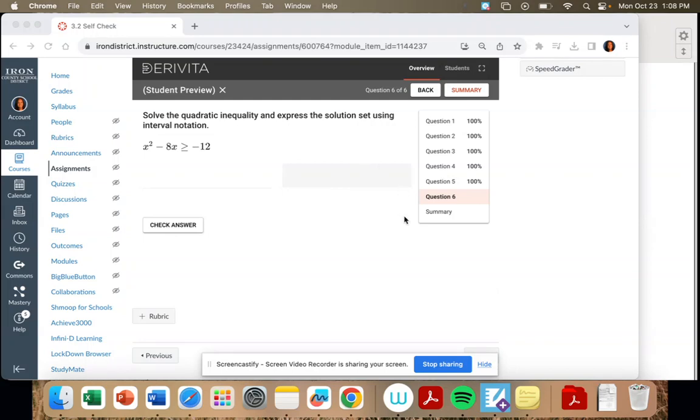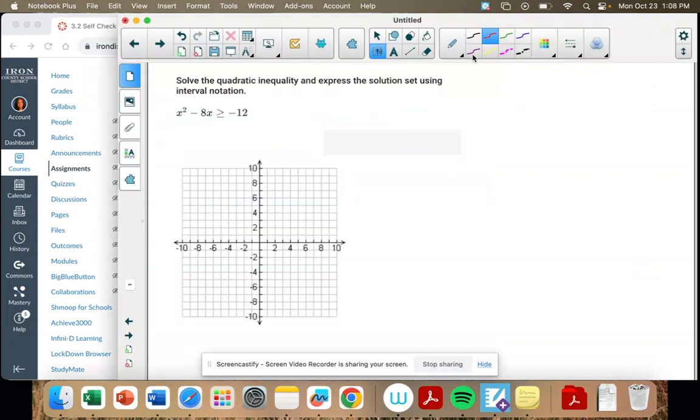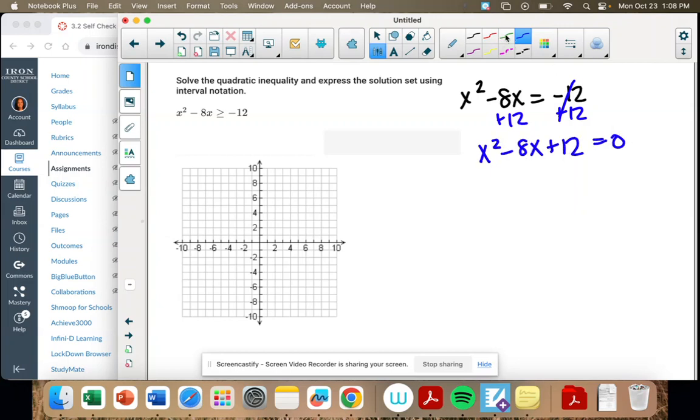All right, last one. This is a short section. So step one is to solve this as if it's an equal sign. So in order to factor or solve a quadratic, you have to get it equal to 0. So x squared minus 8x plus 12 equals 0. So here you could go to Desmos and graph it.